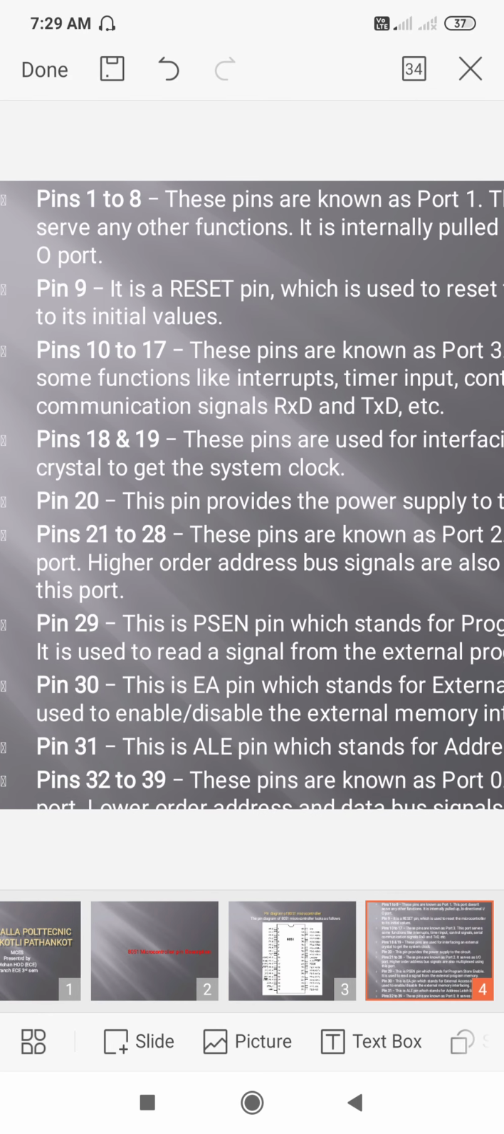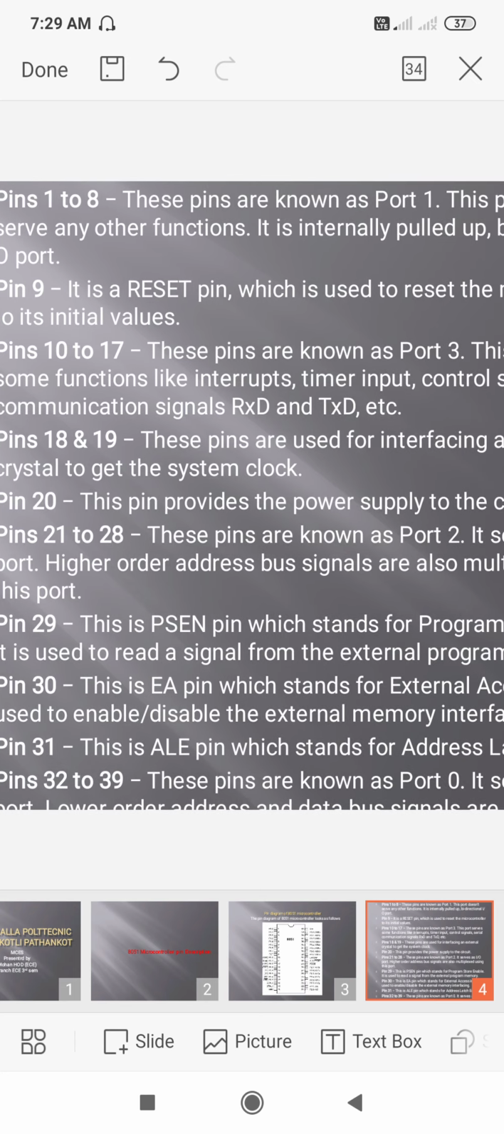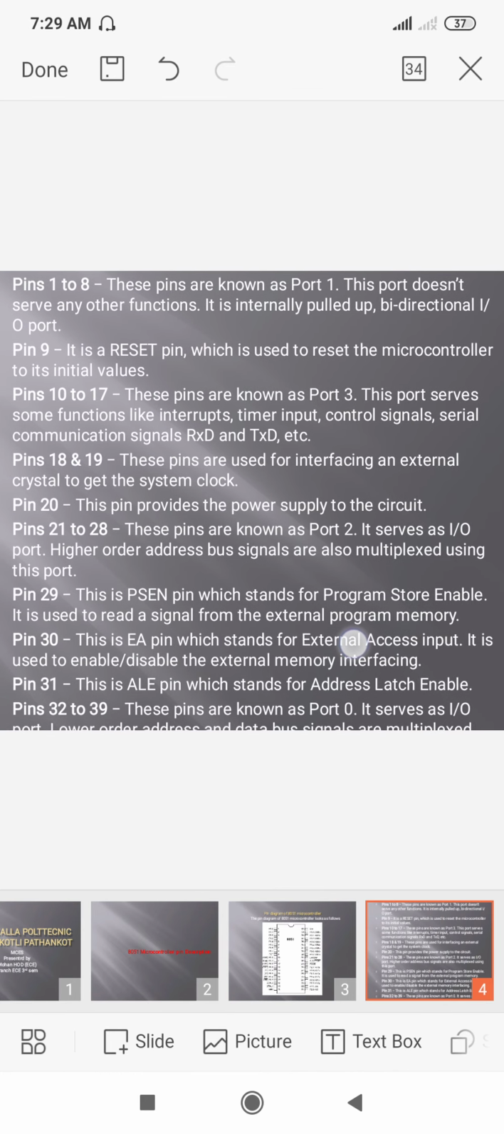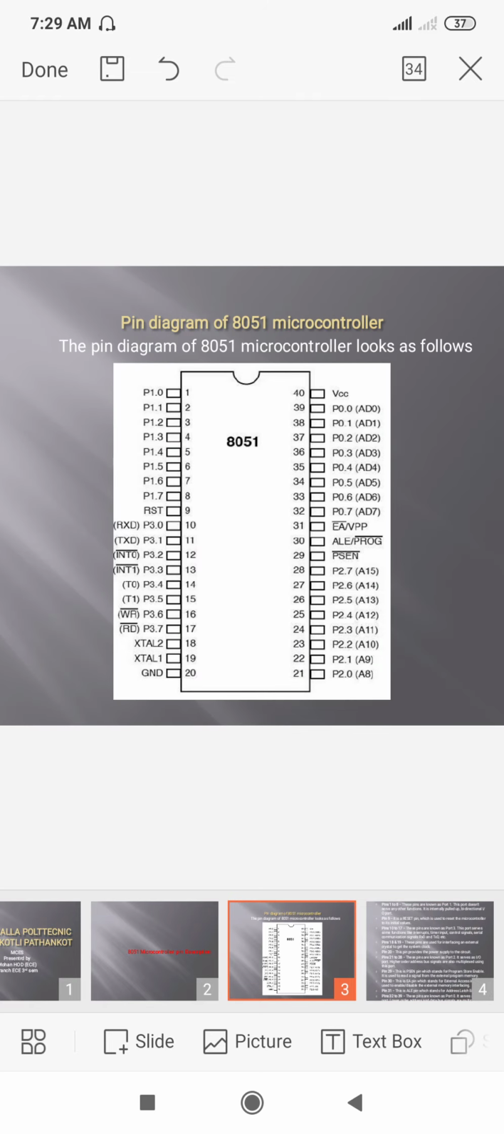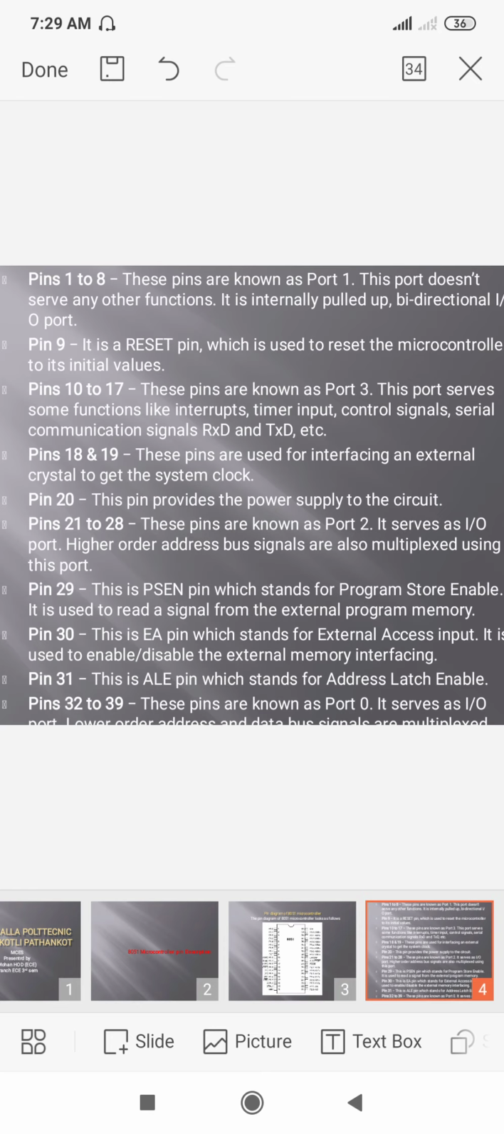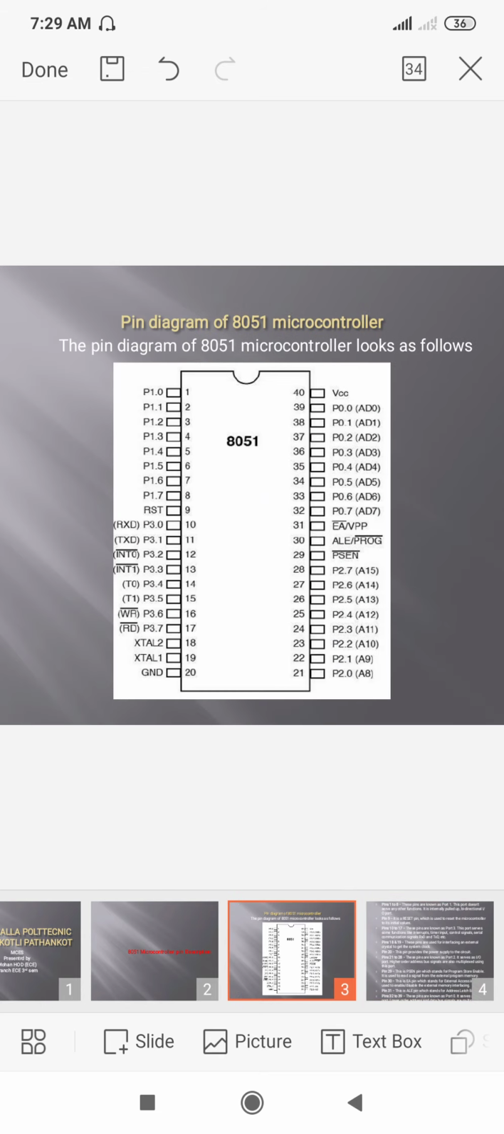Next are pins 18 and 19. These pins are used for interfacing an external crystal to get the system clock. They are XTAL1 and XTAL2, pins 18 and 19 of the 8051 controller. Next is pin 20. This pin provides the power supply, along with pin 40.